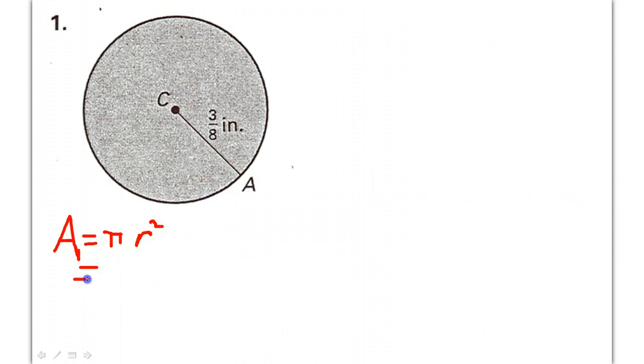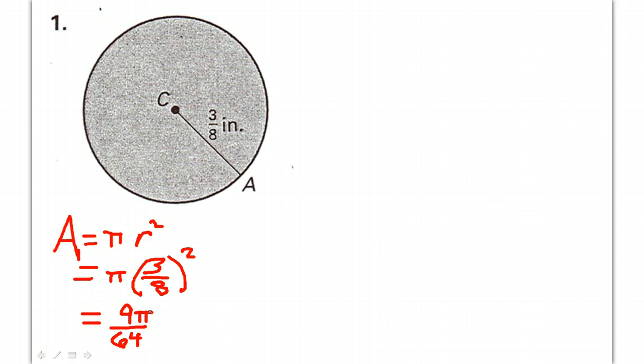Okay, so of course that means we're going to do pi times 3/8 squared. You didn't really need a calculator to square 3/8, did you? Because what's 3 squared? 9. What's 8 squared? 64. Okay, so you don't need a calculator for that. So 9 over 64, and then don't forget your pi.